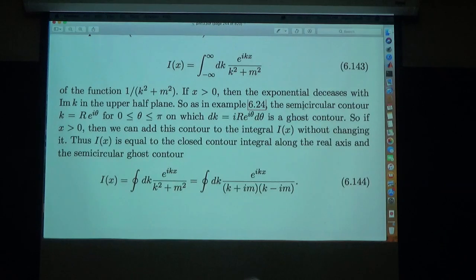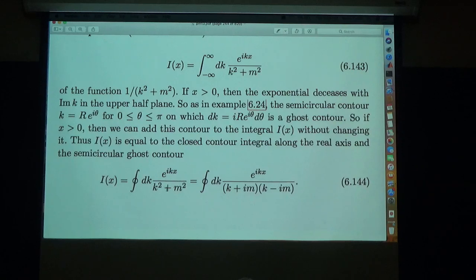So in that case, you add a ghost contour that goes around the upper half plane, sort of around the North Pole. You let k equal r e to the i theta, for theta going from 0 to pi, and dk then is this. As far as the magnitude of the ghost contour, we've got a factor of r from the perimeter of the contour, but we're divided by k squared here, and the thing also exponentially decreases. So we can certainly add that contour.